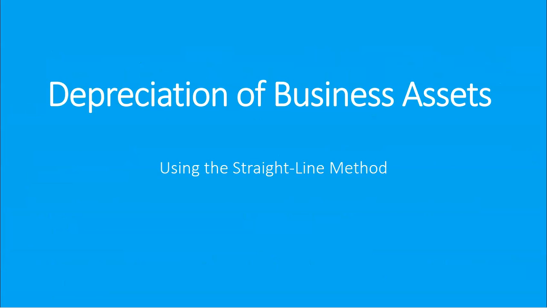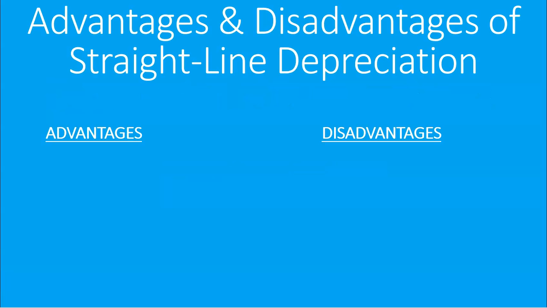So we're going to be discussing depreciation of business assets using the straight line method. And specifically, we're going to be discussing the use of straight line depreciation for a delivery vehicle. Now, having said that, we need to look at some of the advantages and disadvantages of straight line depreciation, and especially when we're talking about using it for a delivery vehicle.